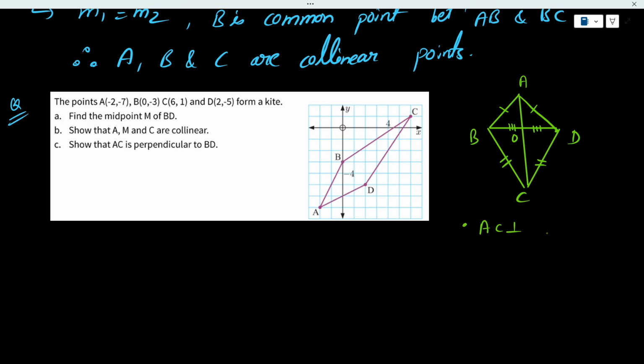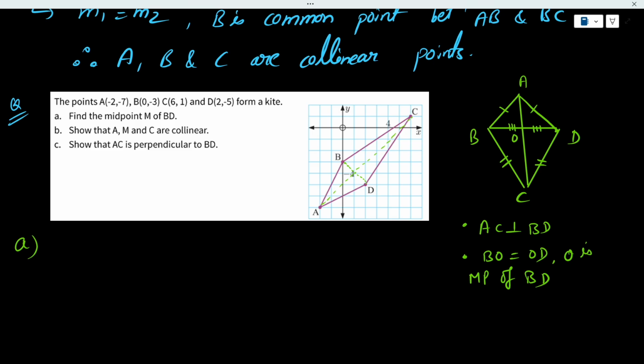First thing, AC is perpendicular to BD. Diagonals are perpendicular to each other. Then BO is equal to OD. That means O is the midpoint of BD. Now in this question, the graph is given for kite ABCD, and the coordinates of ABCD are also given. How are you going to find the midpoint? If they are saying the midpoint is M, by drawing you will not do it. Remember, you need to use the midpoint formula. And what is your midpoint formula?